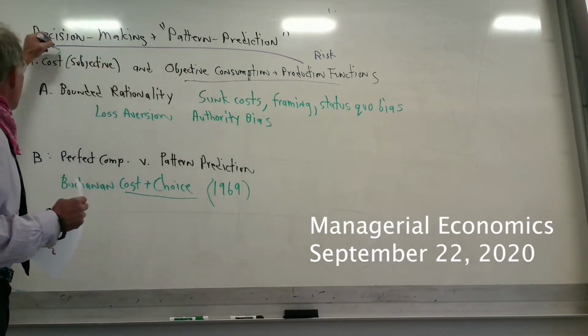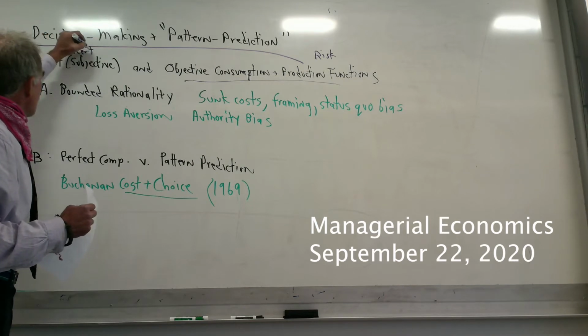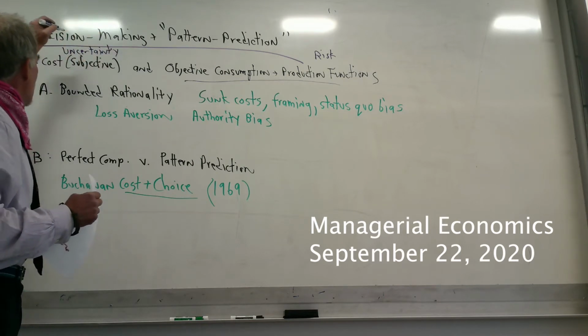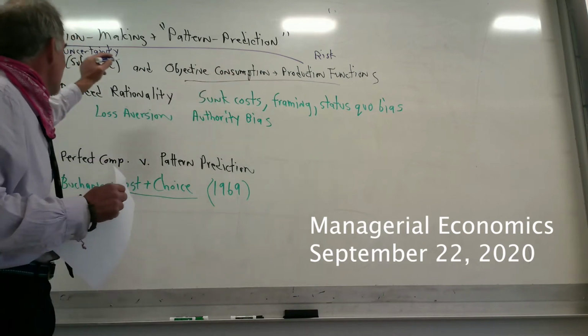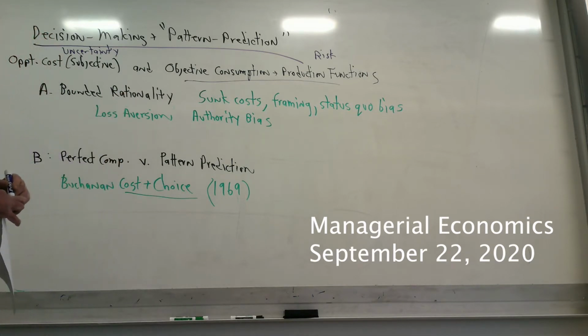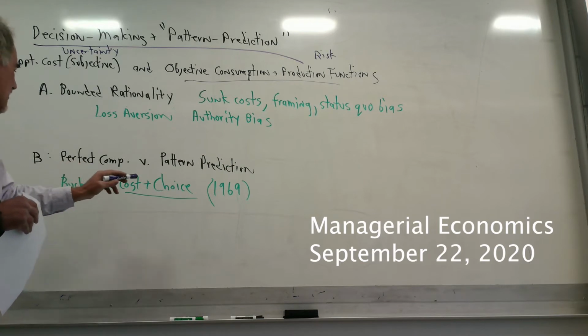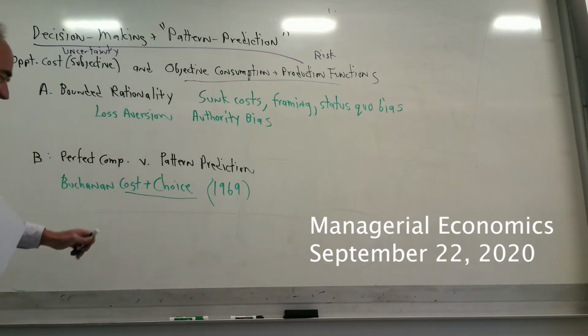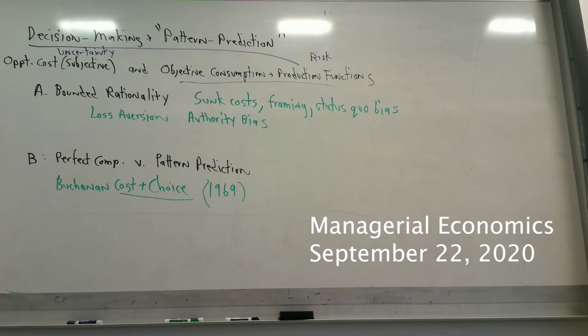But then you have another way, which is uncertainty, which is the unknown unknowns. The risk is the known unknowns, uncertainty is the unknown unknowns. And that's where Buchanan comes in with his idea of opportunity cost. Buchanan's opportunity cost, which just celebrated its 50th anniversary. So people have been studying that and looking at that again.